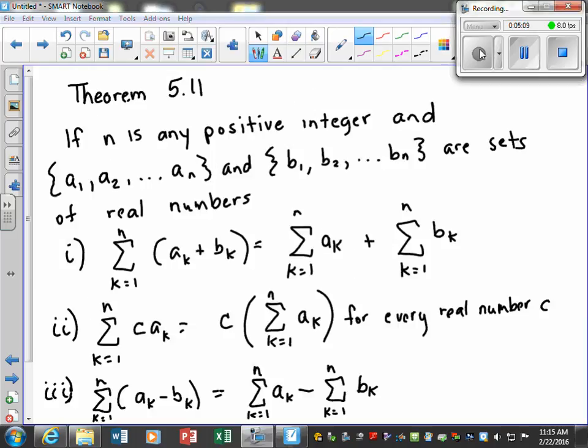Alright, this is Theorem 5.11 right out of your textbook on page 258, so you can either pause it and copy it from your textbook or from here. And then we're going to do Theorem 5.12, which is on page 259 next.